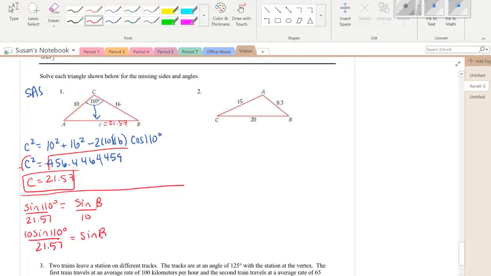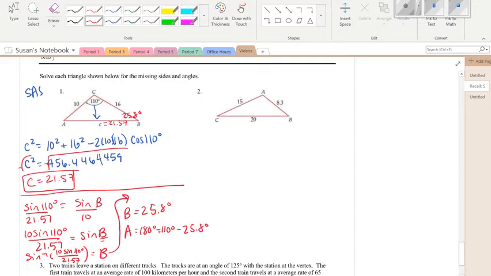To get b out of the sine, we have to do the sine inverse. So the sine inverse of 10 times the sine of 110 degrees over 21.57 is equal to b. So when you plug that into your calculator, don't forget the sine inverse key. So b is then equal to 25.8 degrees. And then, of course, to solve for angle A, 180 minus 110 minus 25.8 degrees gives us angle A, which is equal to 44.2 degrees.